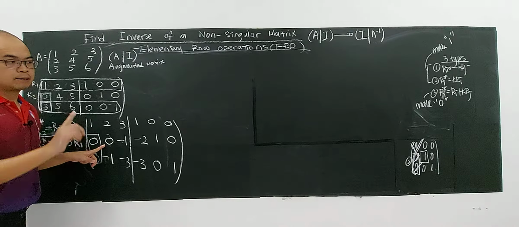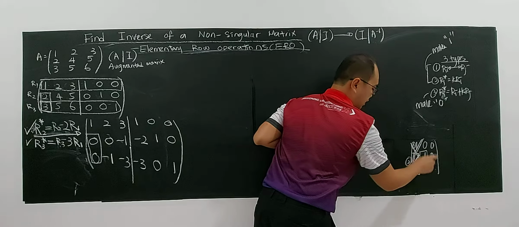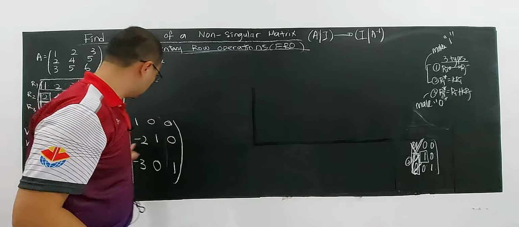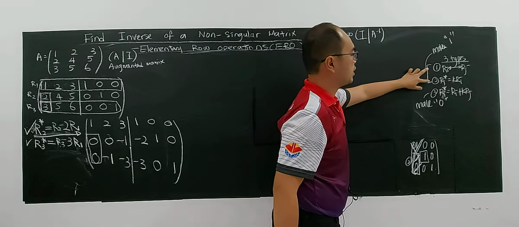It cannot be empty. It must be 1 here. Must be 1. If it is 0, you must make it 1. How to make it 1? Using these 2 operations. Which one is suitable?